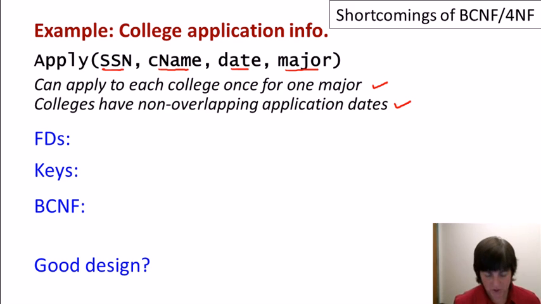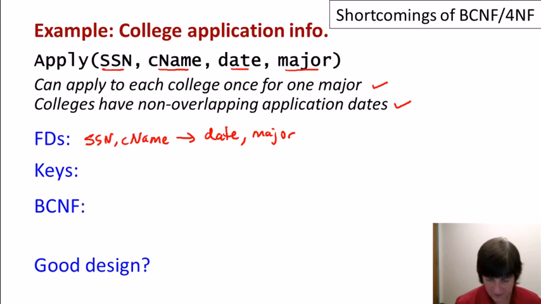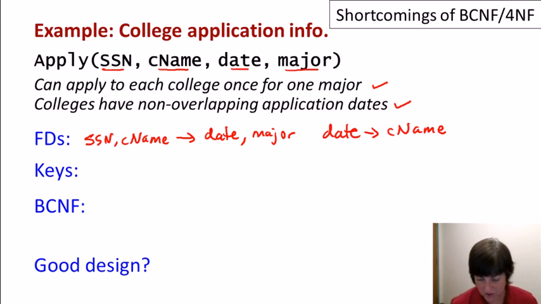So under these assumptions, the functional dependencies for our relation will be that the social security number and the college name determine the date and the major. And so that's based on our first assumption. And we have one more functional dependency, which is that the date determines the college name, and that's based on our second assumption. So if we have two tuples with the same date, they have to be the same college because colleges have non-overlapping dates.